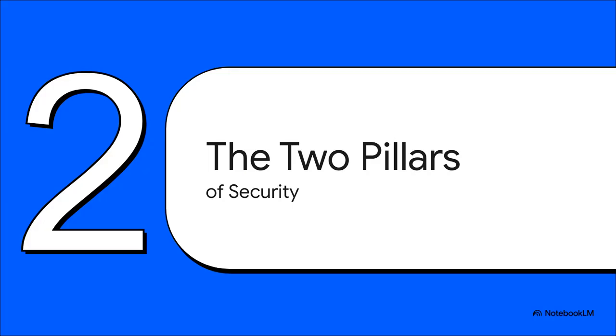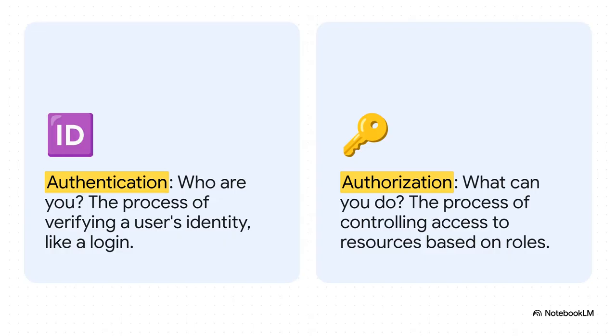Now, to really get a handle on how Spring Security works its magic, you first have to understand the two fundamental pillars of any modern security system. And those are authentication and authorization. Seriously, getting the difference between these two is probably the single most important step to building something that's genuinely secure. So let's break this down, because it's a point of confusion for so many people.